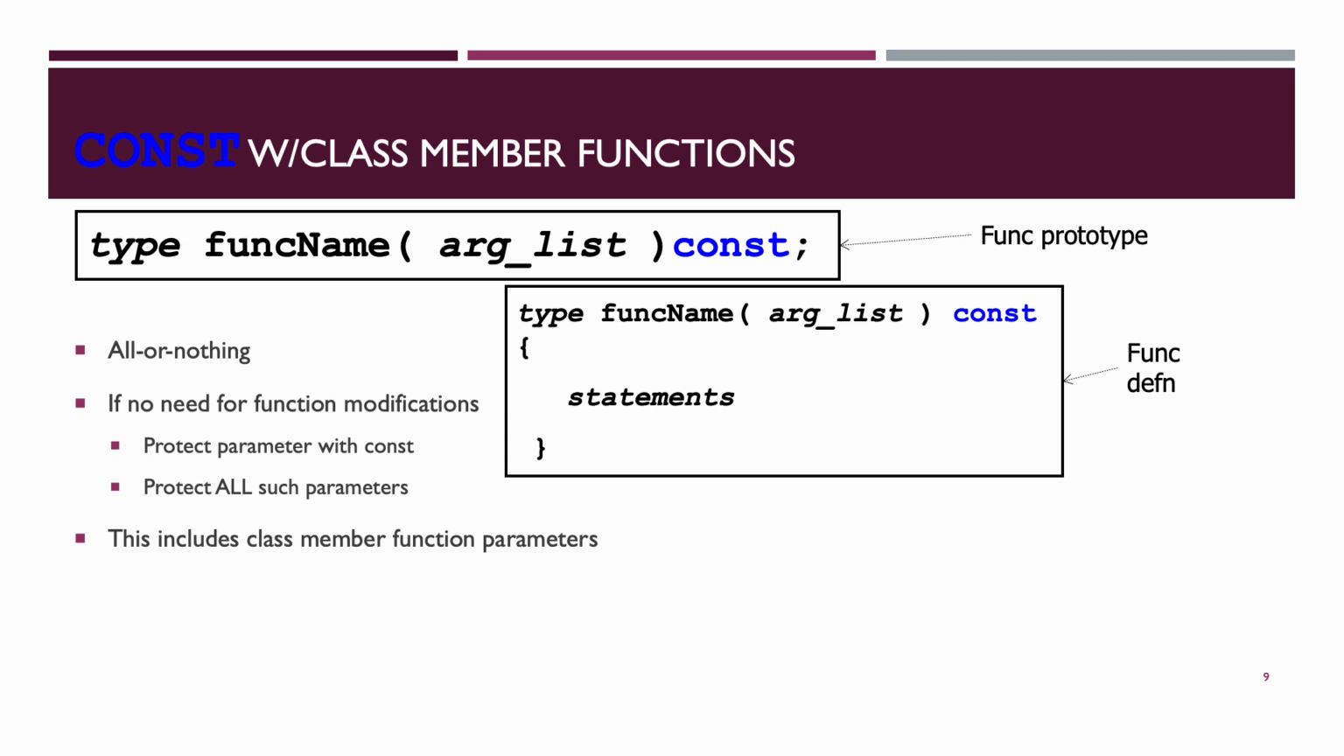Well, this protection extends to class member function parameters as well. If a member function doesn't need to alter the parameters it receives, you can use constant to ensure they remain unchanged. This also applies to call by reference parameters, as we discussed in earlier slides.